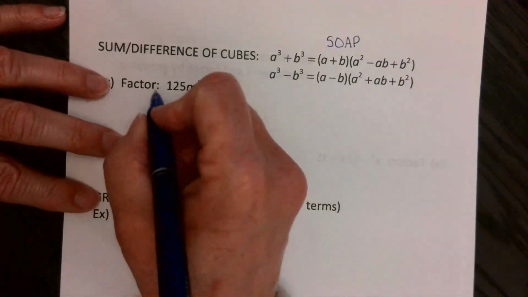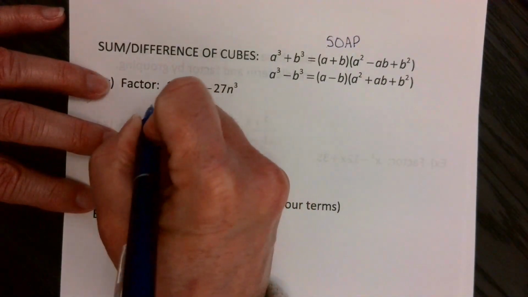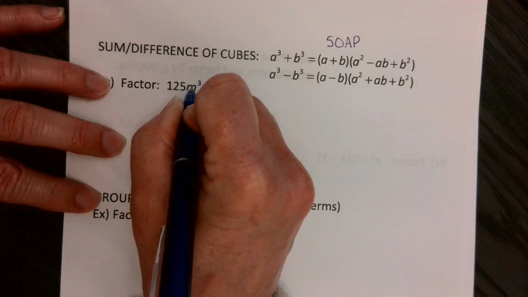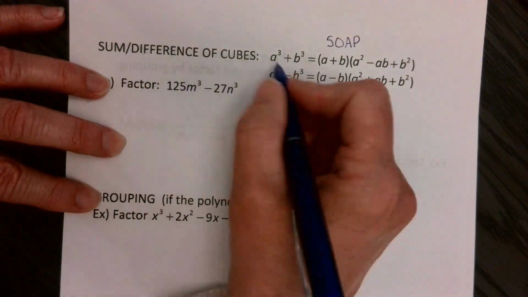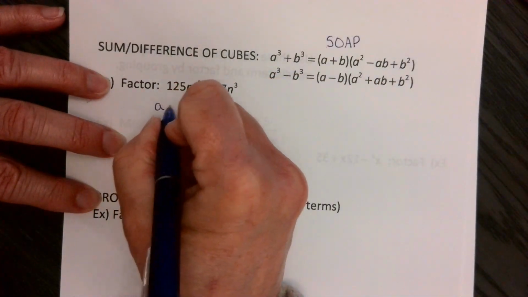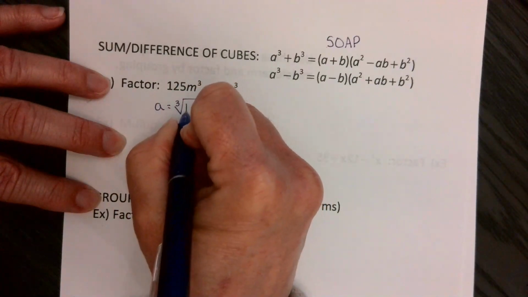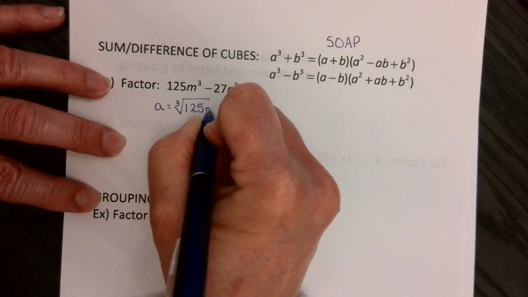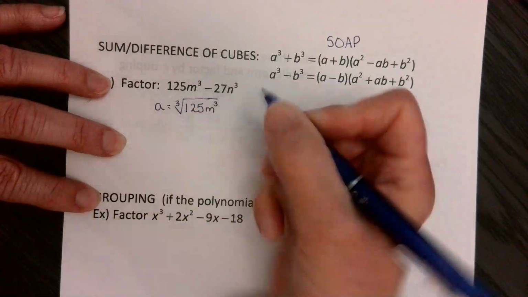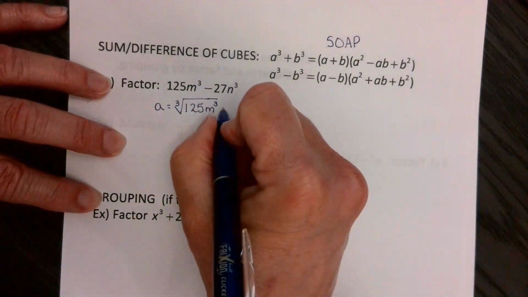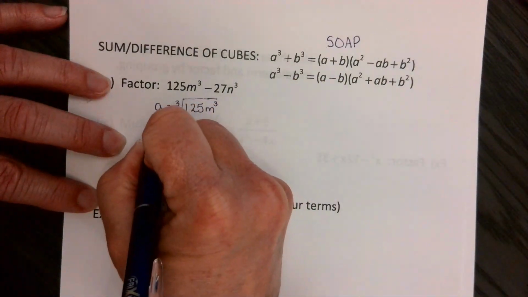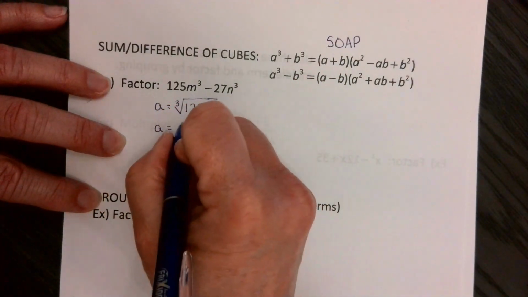So here's what I would do. I would take the cube root of the first term, which will be a. If I take the cube root of 125m cubed, now I don't usually do all this work, I'm just doing it to explain it. You end up with a equaling 5m.